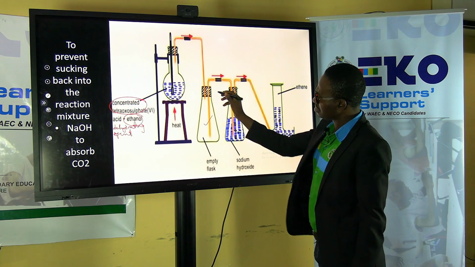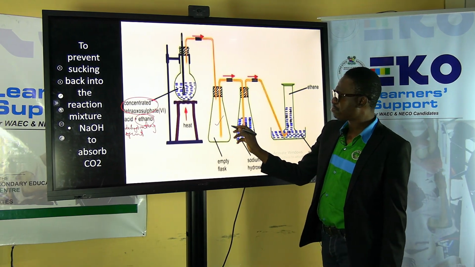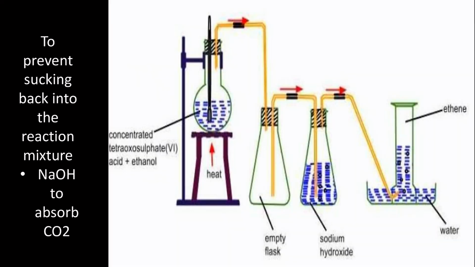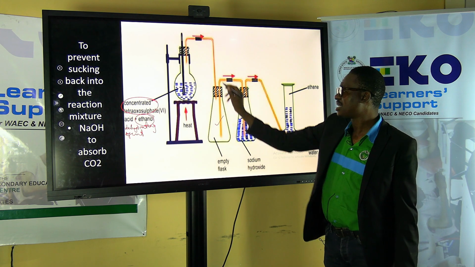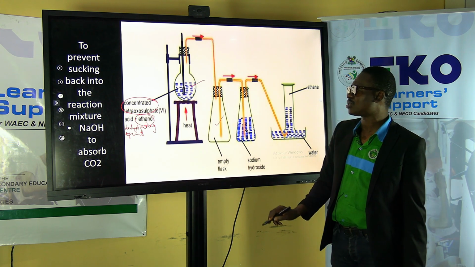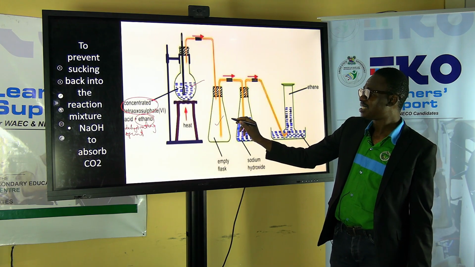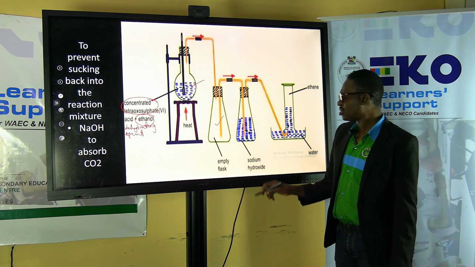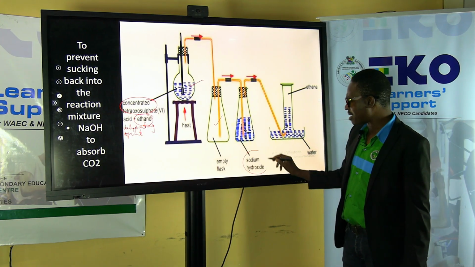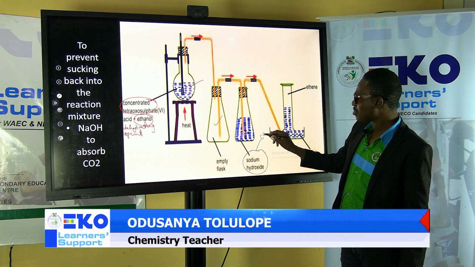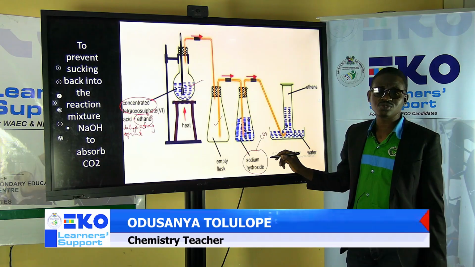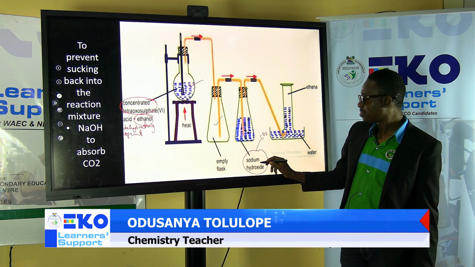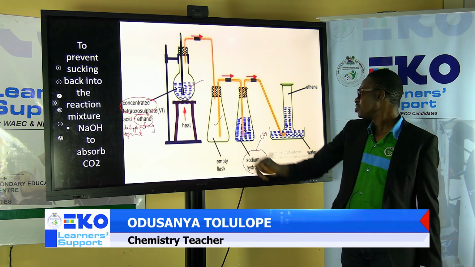An empty flask. While we're passing the gas generated there, it is in order to prevent what? Sucking back. We don't want the gas to go back into this particular solution, into the reaction mixture. We're also passing it through this because there could be a production of CO2 gas in the process, and this will absorb the CO2 gas.